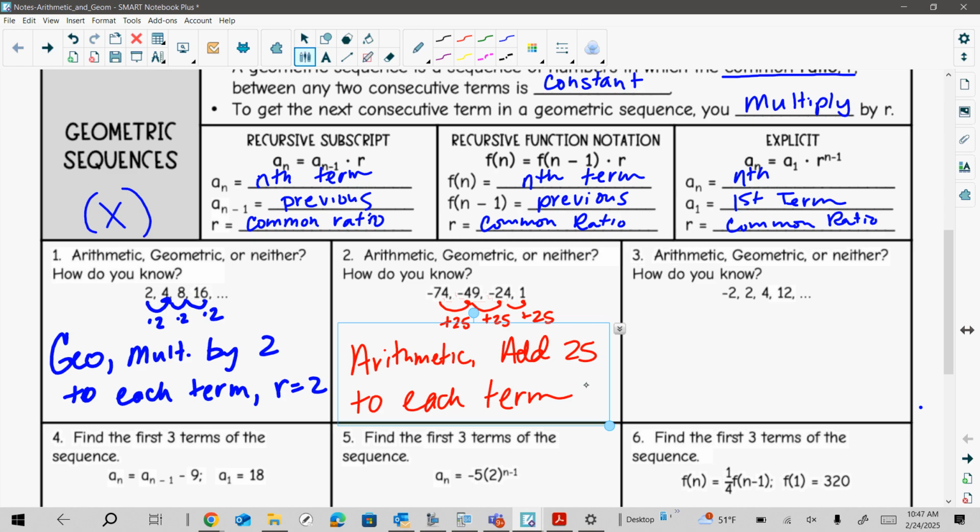And the next one is neither because it just doesn't make sense. This one is neither because there's nothing I can repeatedly add to get to the next term, and there's nothing I can repeatedly multiply. So yes, this is a neither.